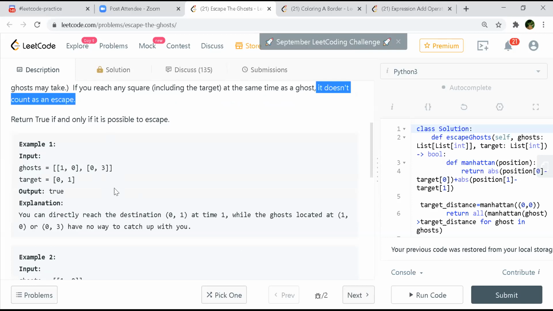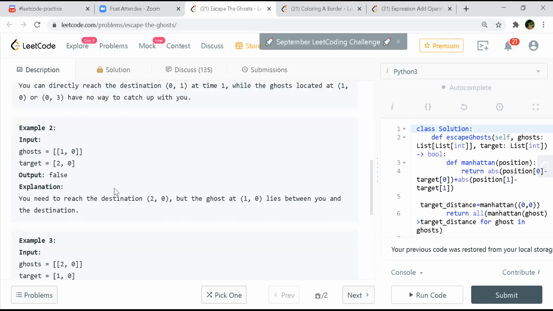Okay, so if the ghost and you reach at the same time, still it is false, correct? False, yeah, still, because he is attacking you. And if the ghost reaches before you, then also it is false, for obvious reasons, right? Yeah, only if I reach before the ghost. Okay.